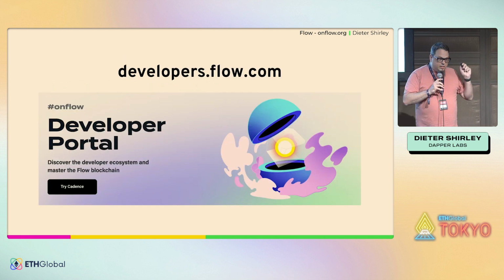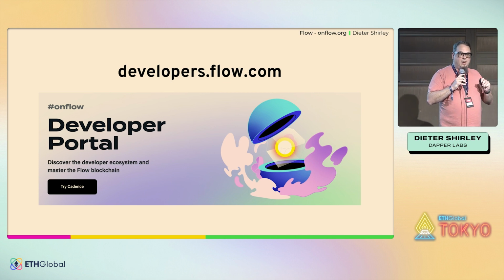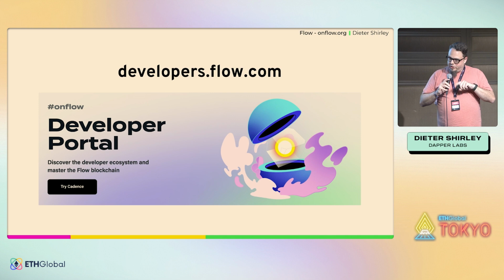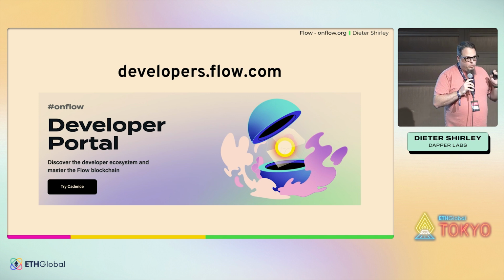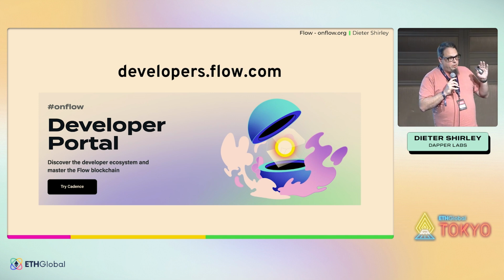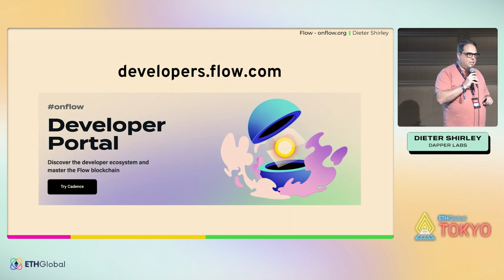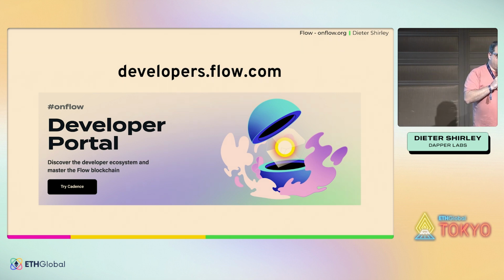So you can see this happening today on the Flow blockchain at developers.flow.com. There's a link there to let you try Cadence. We have a playground that runs in the browser, so you can play with the Cadence language and see what resource-oriented programming looks like and see how it makes smart contract code much more intuitive and easy to implement and understand.